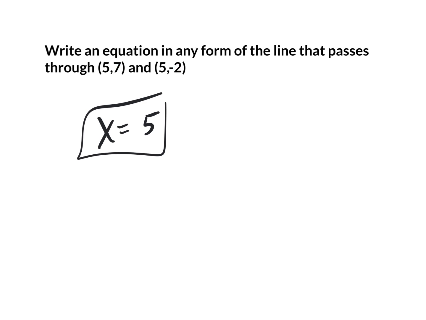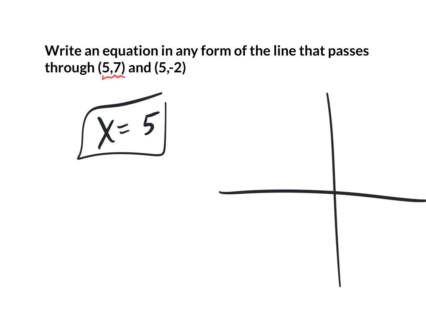Now, let's actually go through to visually understand this. This first coordinate is 5, 7. So you go 5 on the x, 1, 2, 3, 4, 5. 7 on the y, 1, 2, 3, 4, 5, 6, 7. That's way up here. 5, 7. That's that red dot. And if we go to the next one, 5, -2. It's right here.